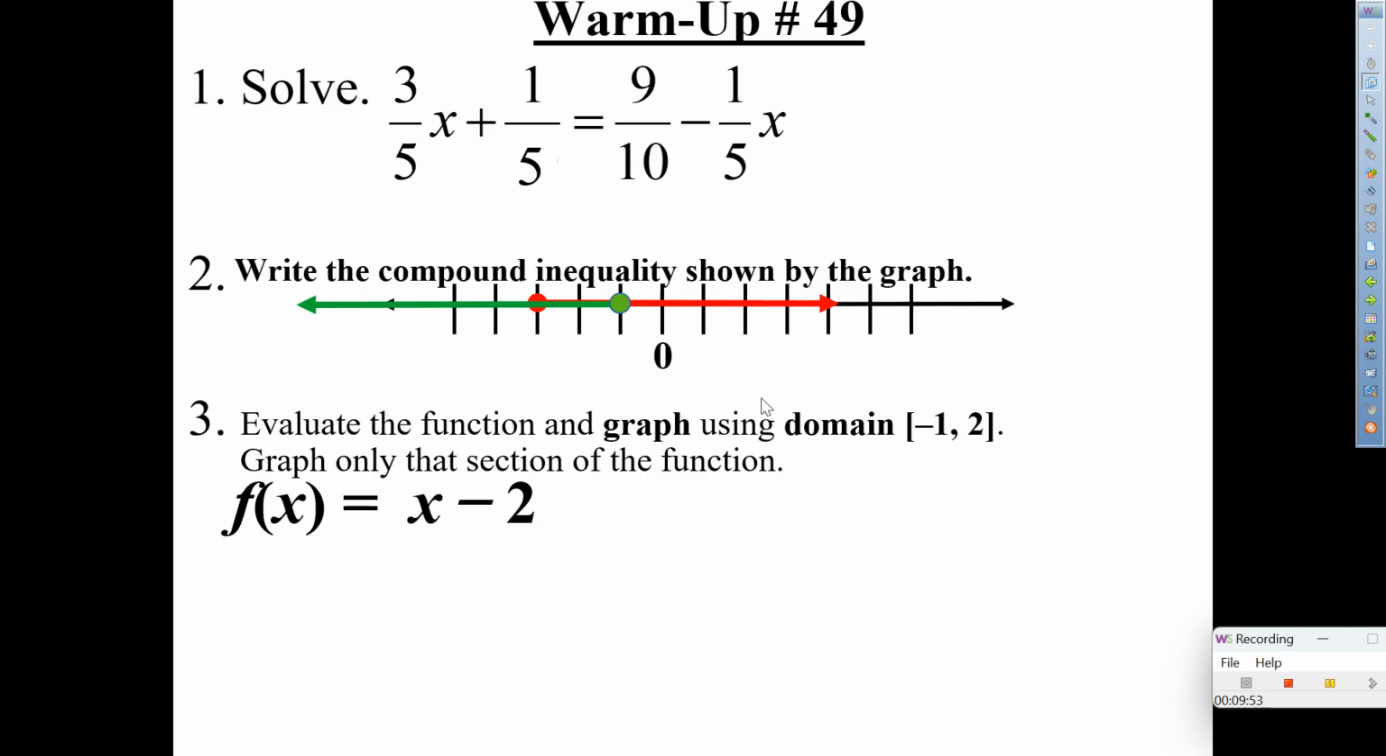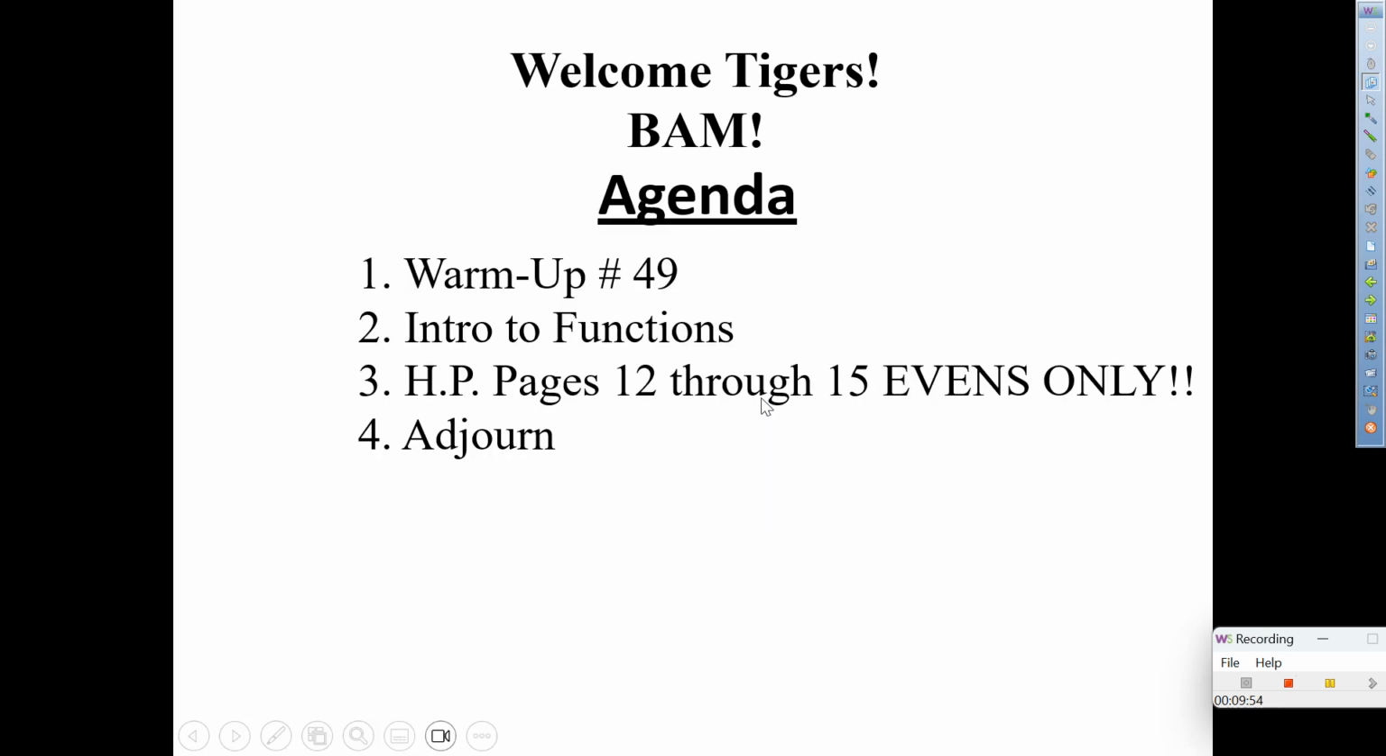All right, copy the agenda, please. Warm-up number 49, Intro to Functions. Your home play is pages 12 through 15, evens only. And I'm going to give you a code for a Nearpod, and in there you're going to find those PDF pages, yes?